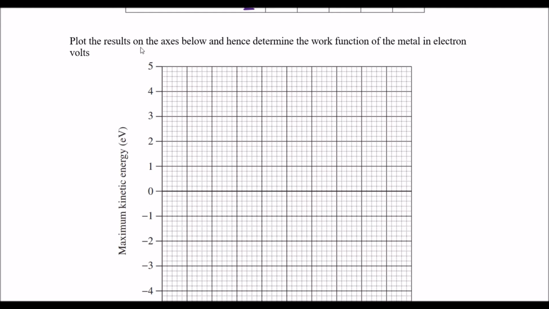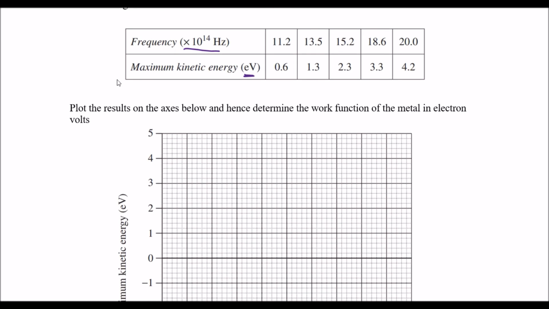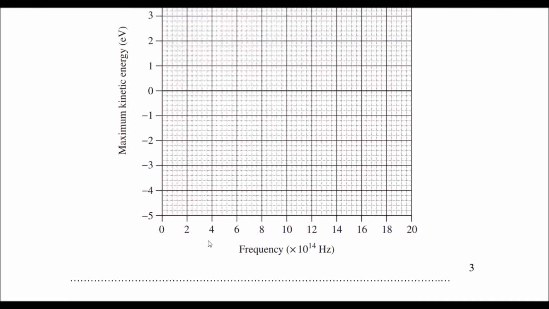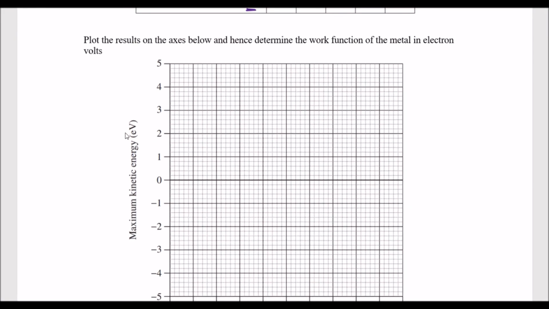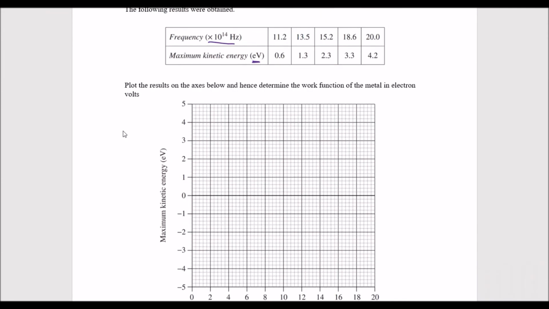It says plot the results on the axis below and hence determine the work function of the metal in electron volts. Okay, so what we're trying to do here is make it accurate and have the correct units. We are given the scales, we just need to plot it out. So let me zoom out a little bit, just so I have the values, and I'm going to go about plotting these numbers onto this chart, and then we'll get a line and we can sort ourselves out from there. So stay tuned.